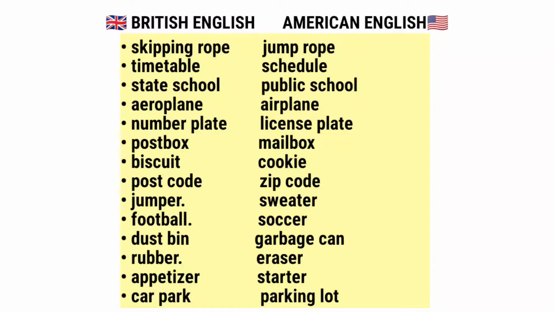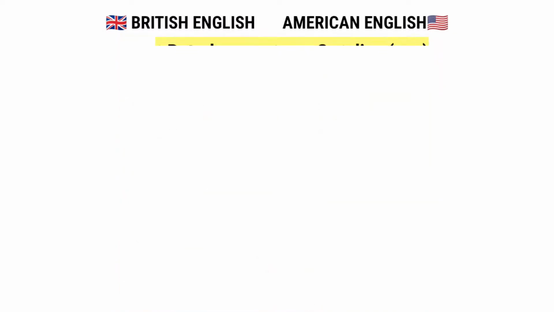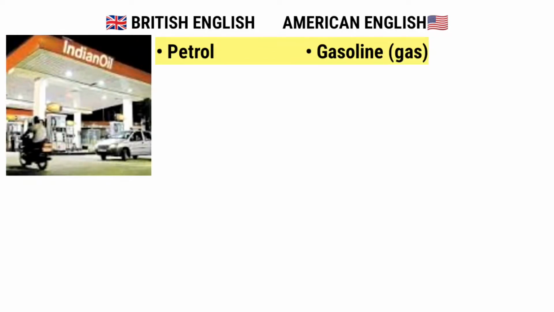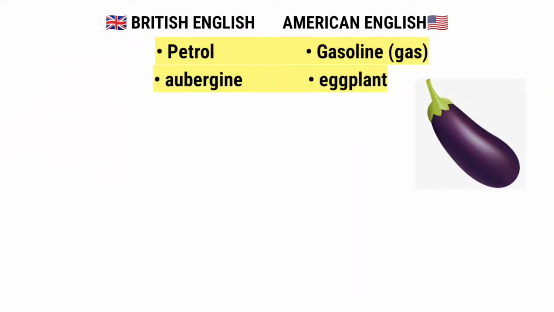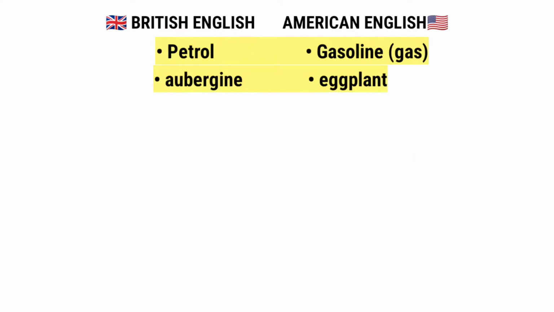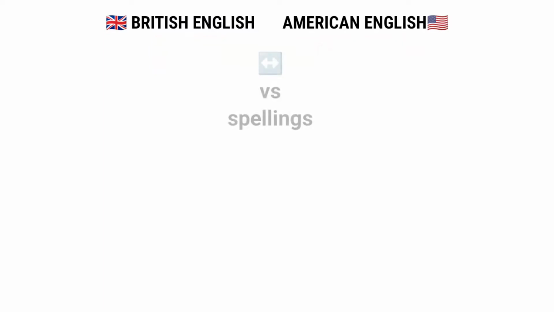I tell her I want to fill petrol for the car at the petrol pump, whereas my friend in America says she would get gasoline, which is abbreviated to gas. I love to cook aubergine, but my sister in America says she loves to cook eggplant. These differences in vocabulary you find in British and American English. Now I am going to talk about the spellings.